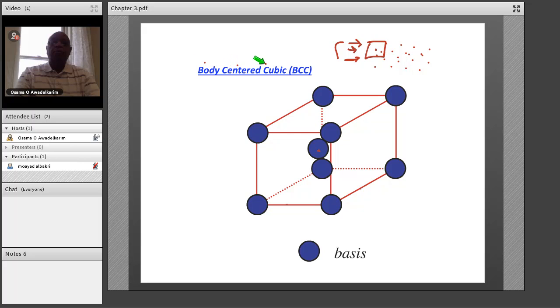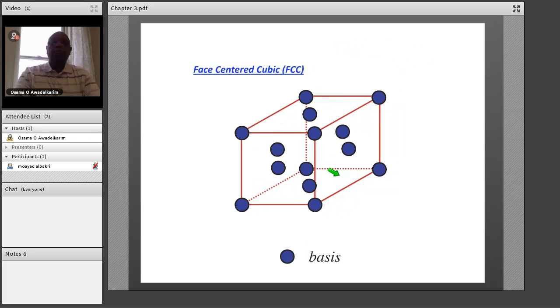And this structure is called body-centered cubic. Again, cubic because all these angles are 90 degrees and we have a cube with equal sides. All these sides are equal. So it's a cube, but the difference is we have body-centered, BCC. Okay? And then another one is the face-centered cubic, FCC. Again, the unit cell is a cube.